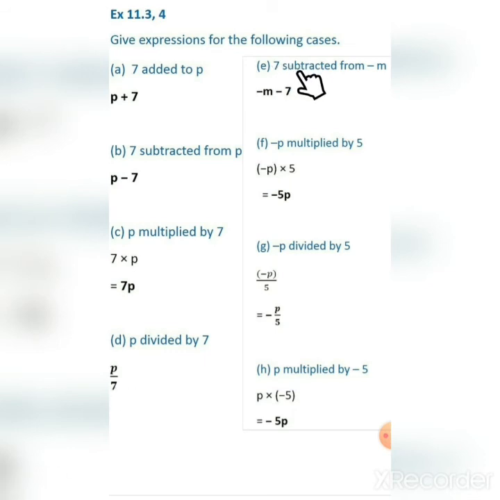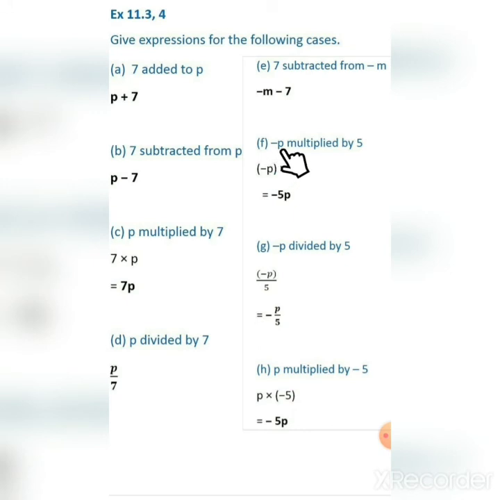Next is 7 subtracted from minus m. So subtracted from, it is said. From means the later number will come first and the first number will come later. So minus m will come first, then subtracted means minus and then 7. So minus m minus 7.